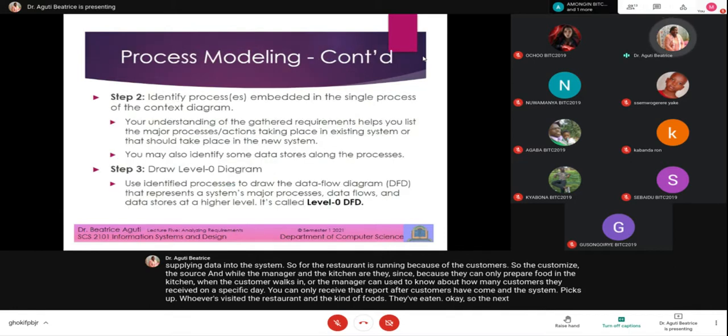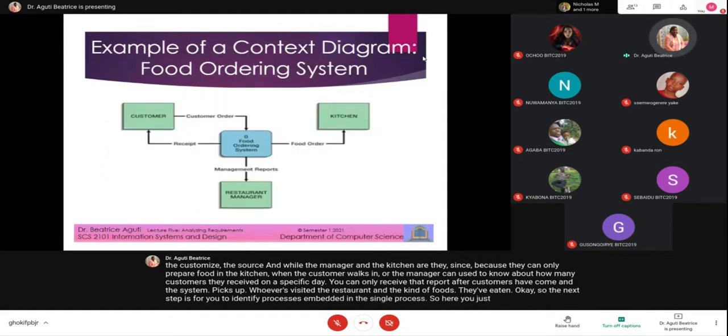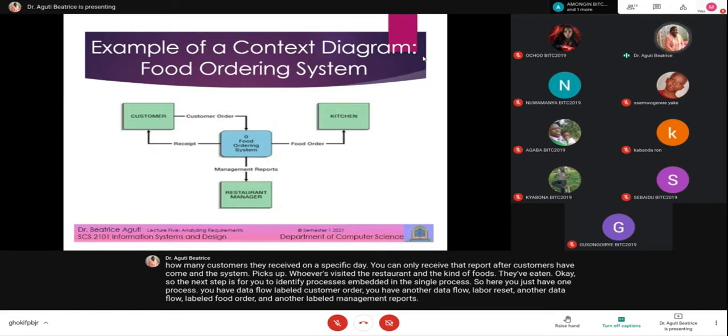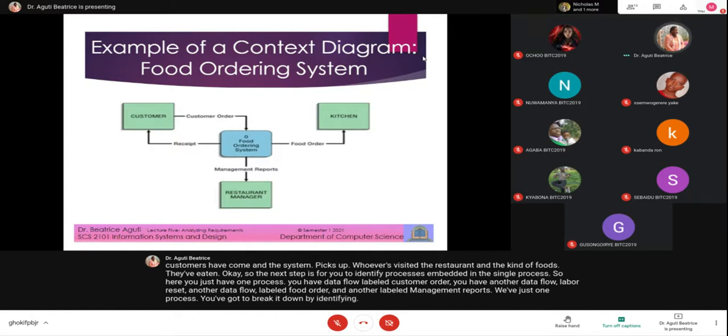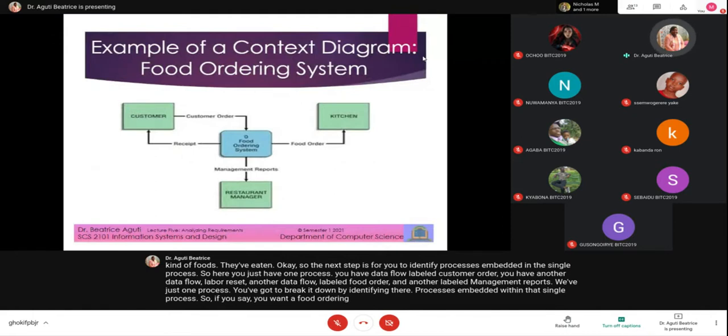Okay, so the next step is for you to identify processes embedded in the single process. So here you just have one process. You have a data flow labeled customer order, another labeled receipt, another labeled food order, and another labeled management reports. With just one process, you've got to break it down by identifying the processes embedded within that single process. So if you say you want a food ordering system, what processes go into you running that system? That's what you need to know.